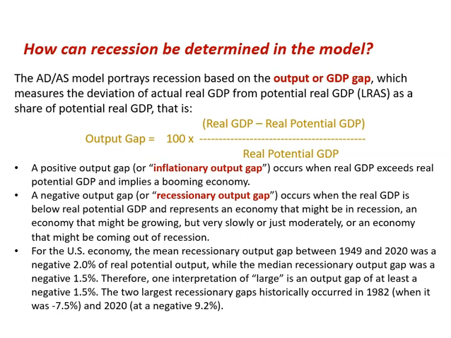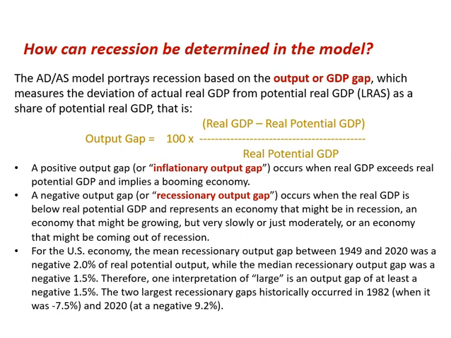The output gap gives us a window on inflation, based on the inflationary gap where real GDP exceeds real potential GDP, and implies a booming economy. It also gives us a window on recession, based on the recessionary output gap, where the real GDP is below real potential GDP, and represents an economy that might be in recession, an economy that might be growing, but very slowly or just moderately, or an economy that might be coming out of recession.